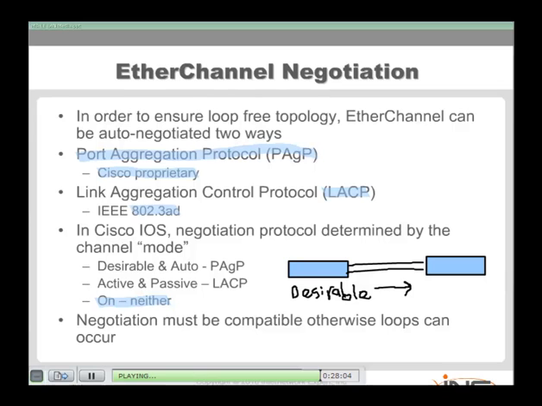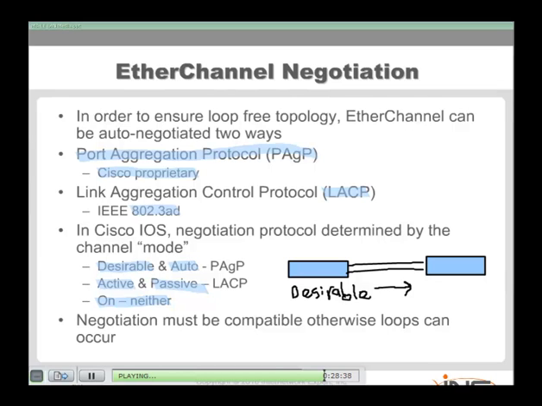Notice it works very similarly. Instead of the desirable and auto keywords that are used with PAgP, it is the keywords active and passive that are used with LACP. But the same basic concept. We would go to one side of the links and use the keyword active in order to initiate the LACP negotiation of the EtherChannel.